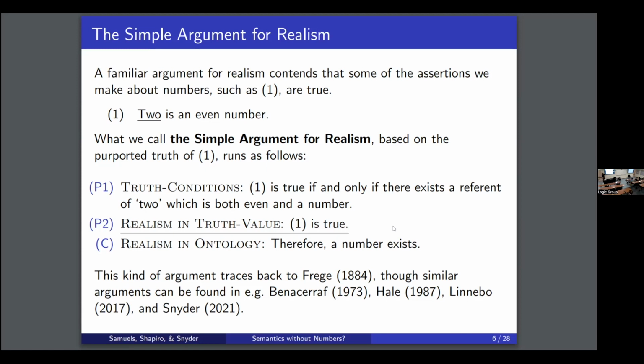And as I said, this kind of argument, not exactly this form, but something like it, was originally given by Frege. More recently, and very famously, something like it was defended by Benacerraf. Bob Hale explicitly formulates this argument in his 1987 book. Hofweber also gives an argument that's very similar, and I give the same one in my monograph.